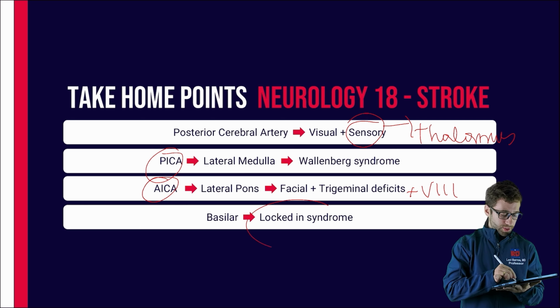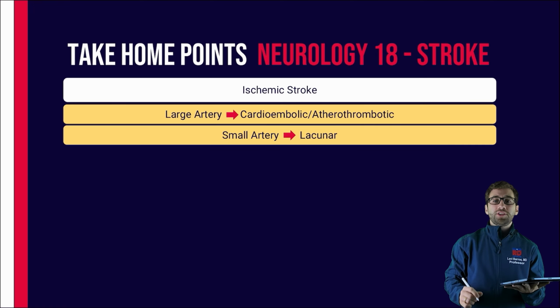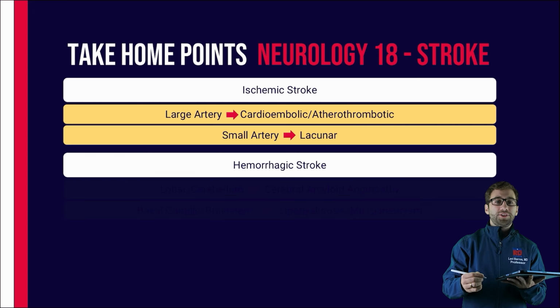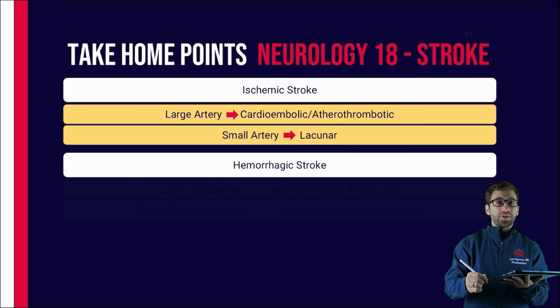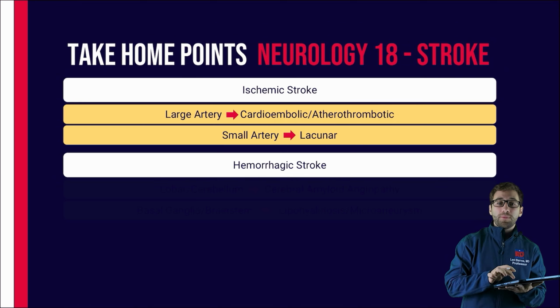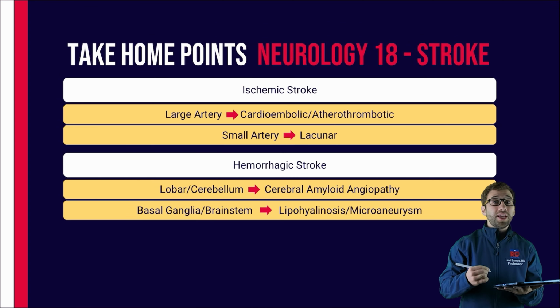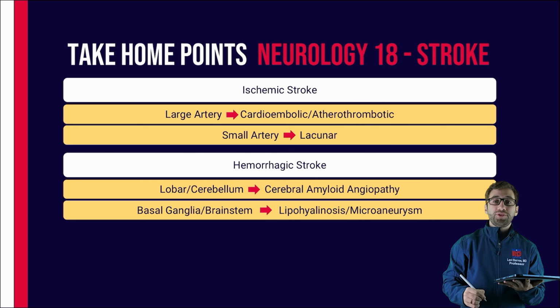Lastly, let's discuss the different types of ischemic and hemorrhagic strokes. Ischemic strokes can be due to large artery disease, such as cardioembolic or atrothrombotic events, and small artery disease leading to lacunar strokes. Hemorrhagic strokes can occur in different regions. Lobar or cerebellar hemorrhages are often caused by cerebral amyloid angiopathy, while basal ganglia or brainstem hemorrhages are usually due to lipohyalinosis or microaneurysm associated with hypertension.